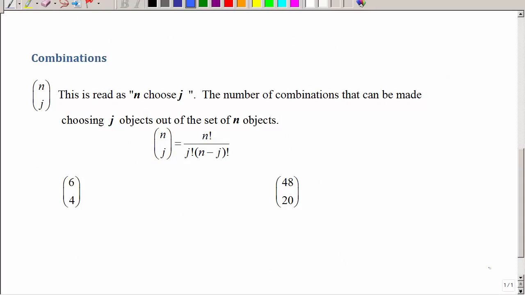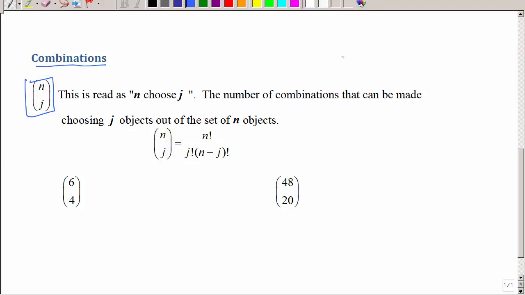Now factorials in this particular class will be looked at in terms of combinations. And so we have this symbol. It's read N choose J. Some different textbooks use different letters, but it's the same thing. It's the number of combinations that can be made choosing J objects out of a set of N objects.